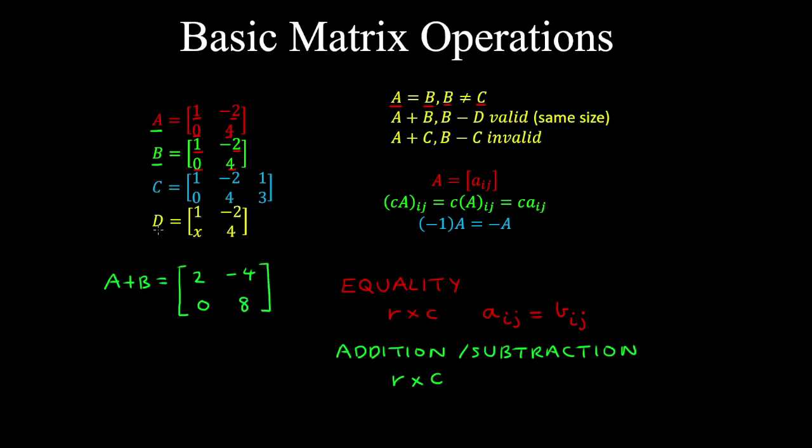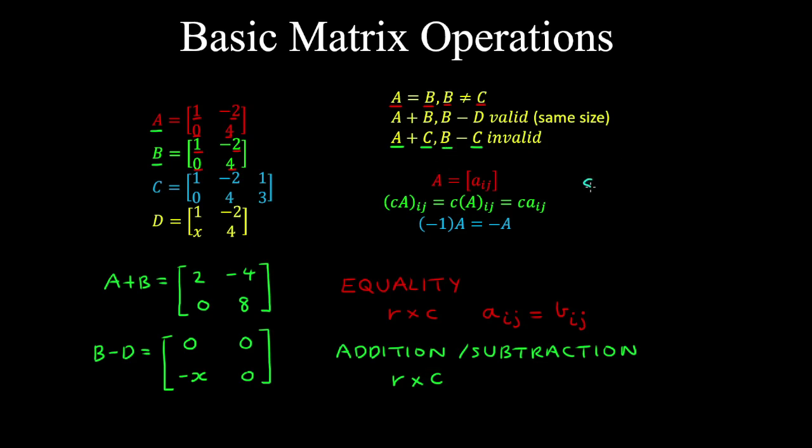And similarly, B and D have the same size, so we can also do B minus D. So that'll be 1 minus 1 is 0, minus 2 minus negative 2 is 0, 0 minus x is negative x, and 4 minus 4 is 0. So we can't sum A and C because A has 2 columns and C has 3 columns, and we can't subtract C from B for the same reason.